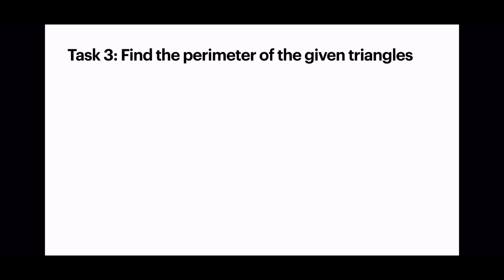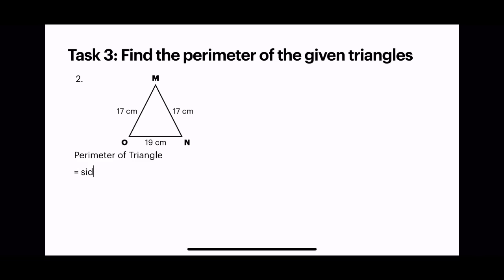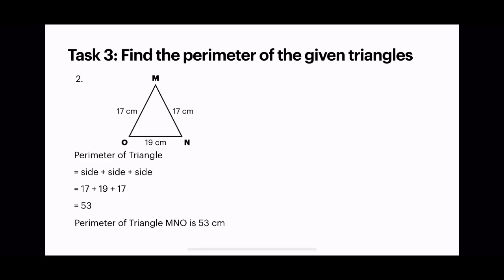Task 3. Find the perimeter of the given triangles. Let us see the second sum. Here, a triangle MNO is given. So let us find the perimeter of the triangle, which is side plus side plus side, which is equal to 17 plus 19 plus 17, which is 53. So the perimeter of the triangle MNO is 53 centimeters.